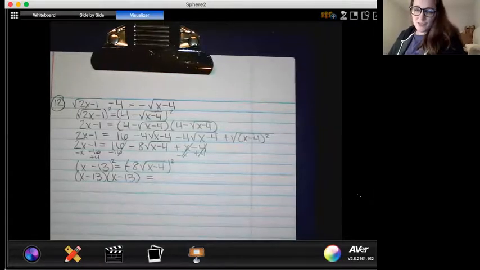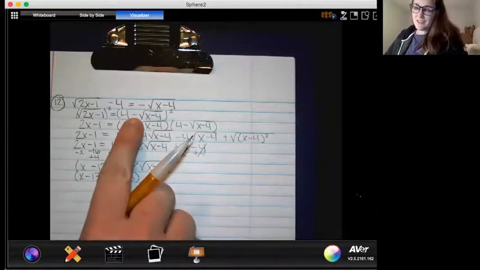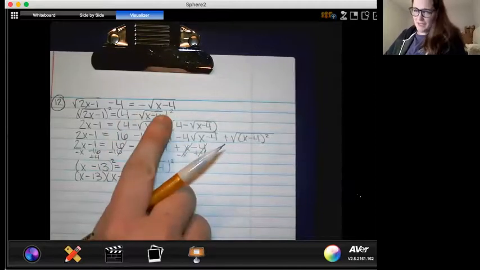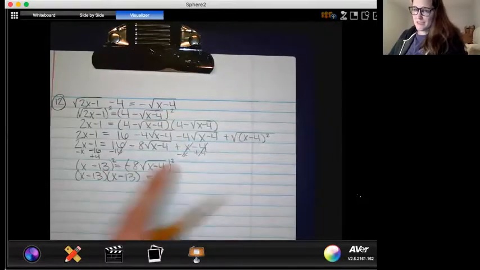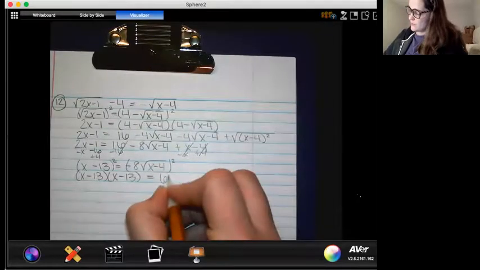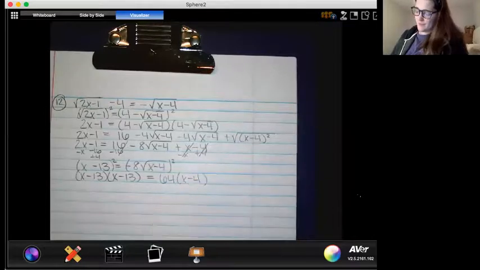And the reason why we can square both parts here and not here is because of the operation sign. If you are adding or subtracting between two terms, then you can't distribute your square. But these two terms are just multiplied, so that's why we can distribute it. So negative 8 squared is 64 times x minus 4.